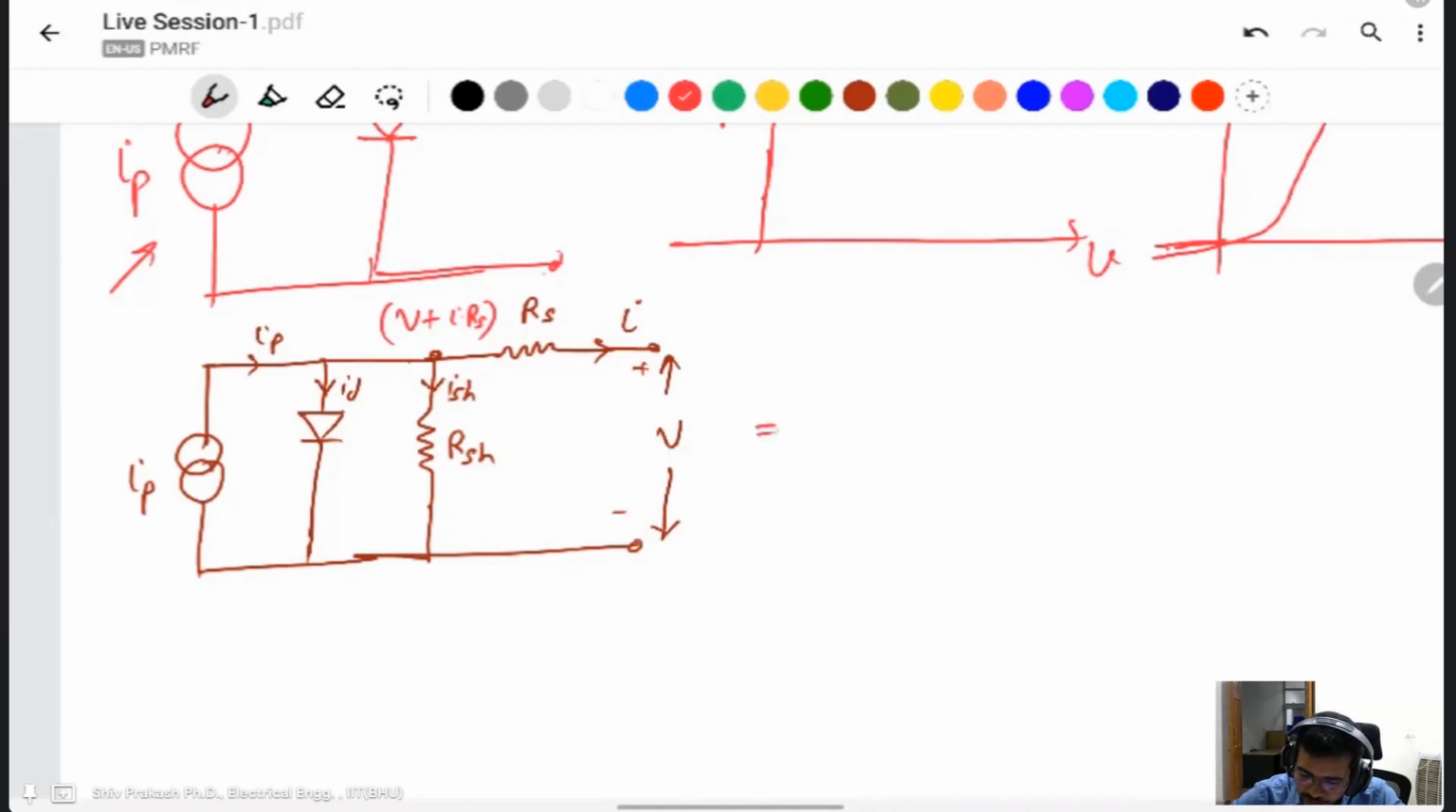And if you want to write as a whole, photovoltaic current is equal to ID, the same current ID, plus ISH, the shunt current, and the current passing through the terminal.